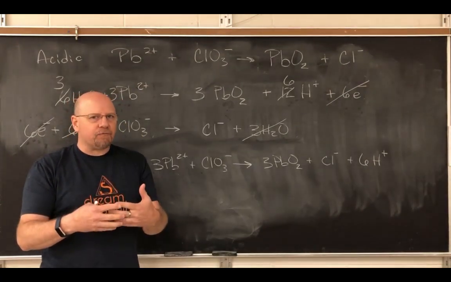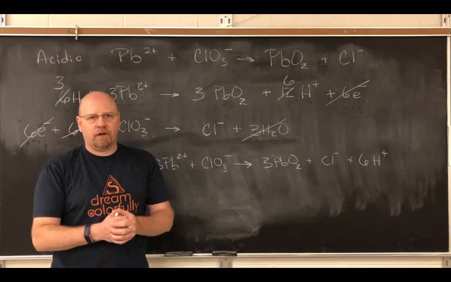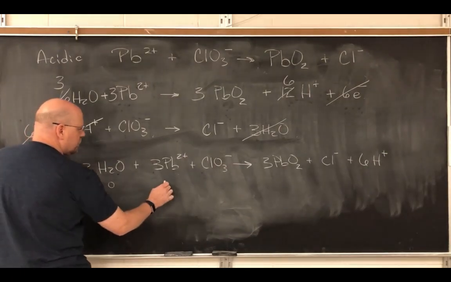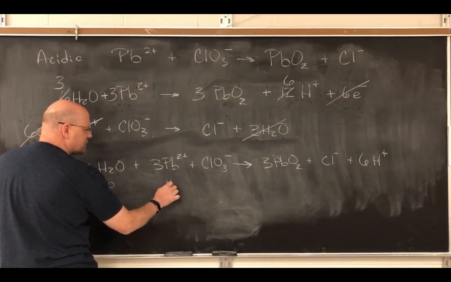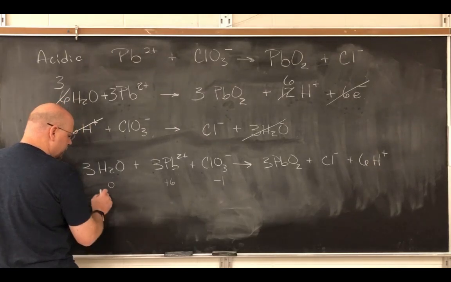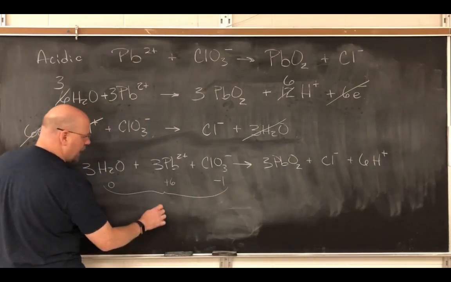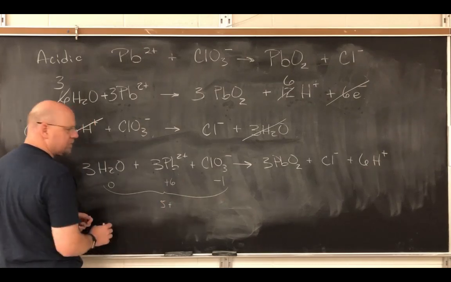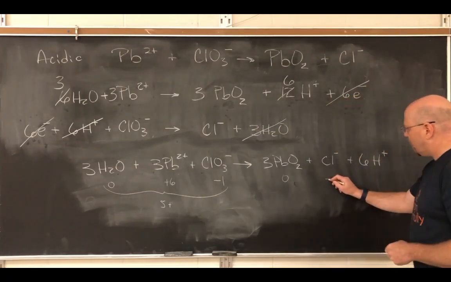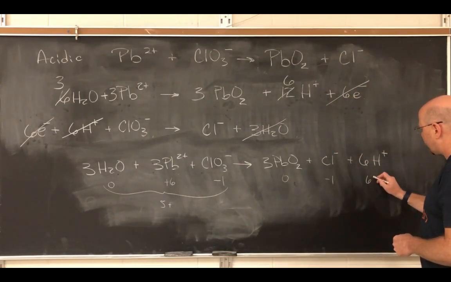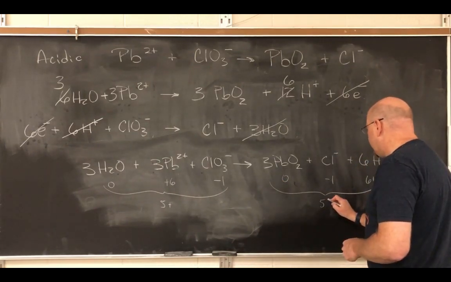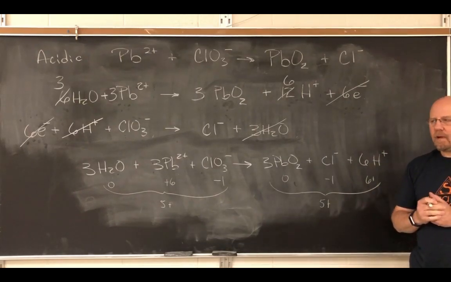But because this is a redox reaction, we also need to pay attention to our charge. So do the charges balance? Well, if we look at this, this has a 0 charge. This is a plus 6 total charge, and this is a minus 1. So this side total has a 5 plus. This has a 0 charge. This is a minus 1. This is a 6 plus total for a 5 plus total. This reaction is done.